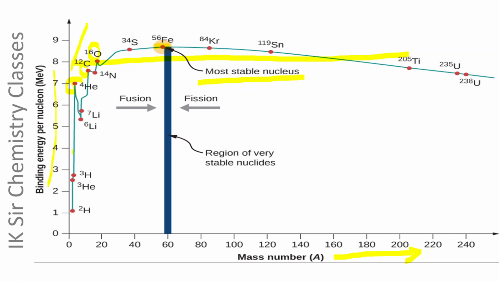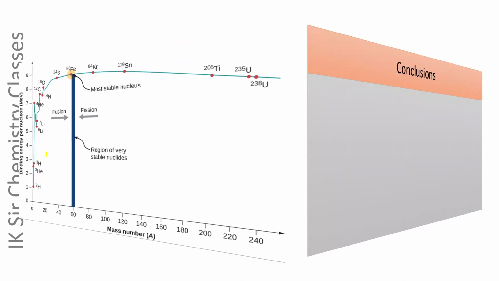The lighter elements have lower binding energy per nucleon, as well as the heavier elements also have lower binding energy per nucleon. The lighter elements have a tendency to fuse together, while the heavier elements have a tendency to undergo nuclear fission. These will be discussed in later videos. Some conclusions have been drawn on the basis of this diagram.